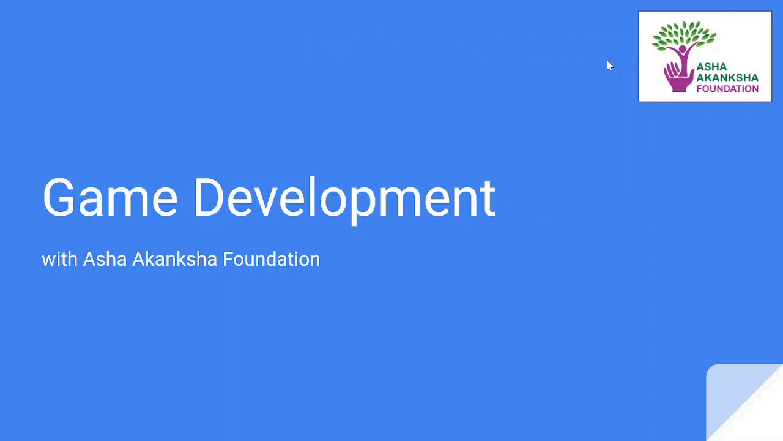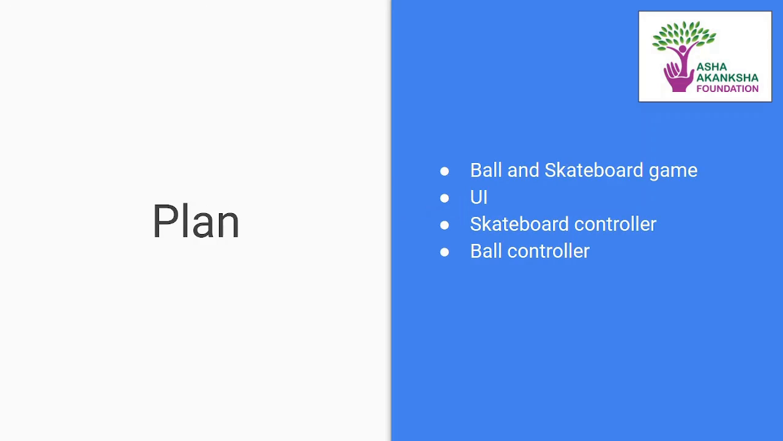Welcome to another video on game development with Asha Akanksha Foundation. In today's video, we are going to make another new game which is going to consist of a skateboard which can go left or right according to the user's input from the keyboard, and there would be a ball that would continuously bounce across the room, across the walls, and the skateboard has to prevent the ball from touching the ground. So that's the game, and we will be designing the UI and the controllers for the ball and the skateboard in this video. So I hope you really enjoy this one. Let's get started.